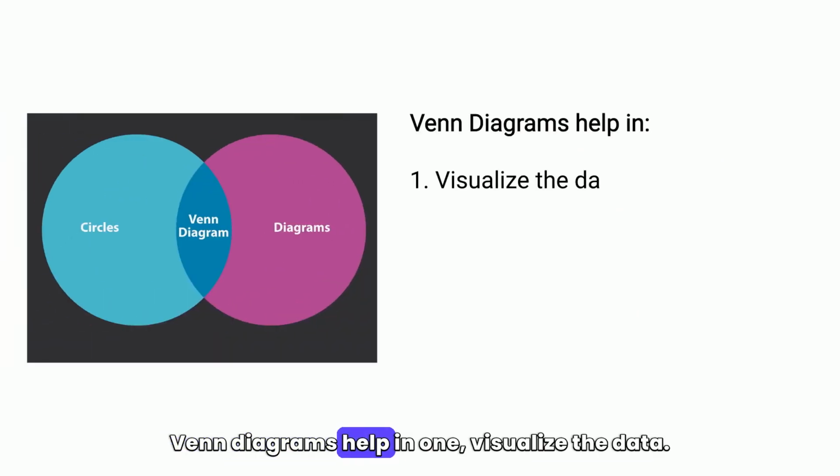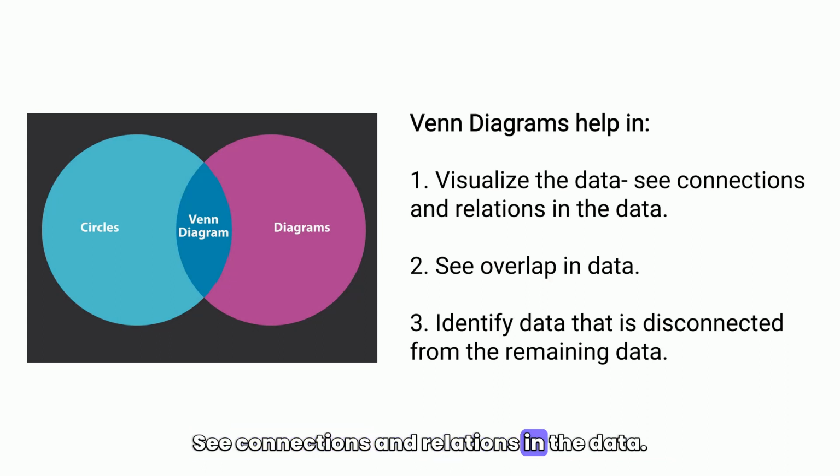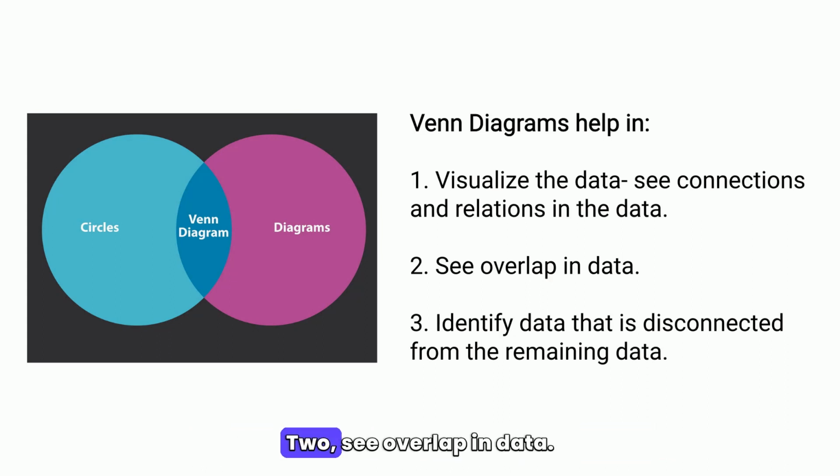Today we will learn about Venn diagrams. Venn diagrams help in: 1. Visualizing the data, seeing connections and relations in the data. 2. Seeing overlap in data. 3. Identifying data that is disconnected from the remaining data.